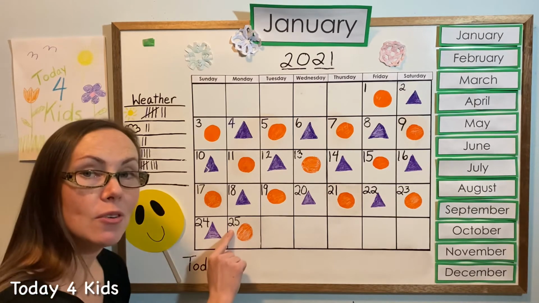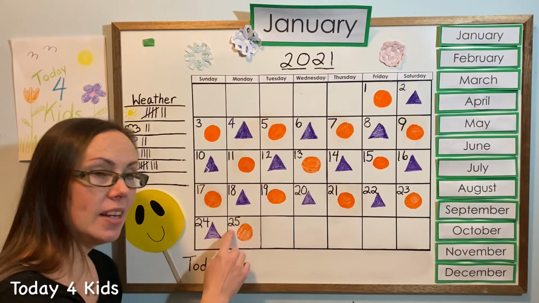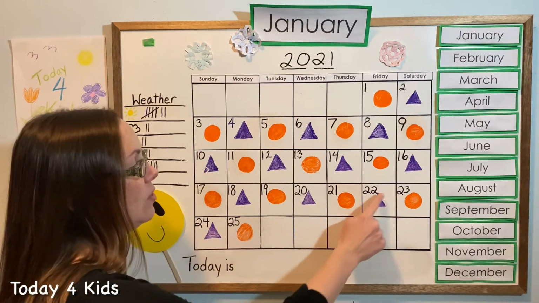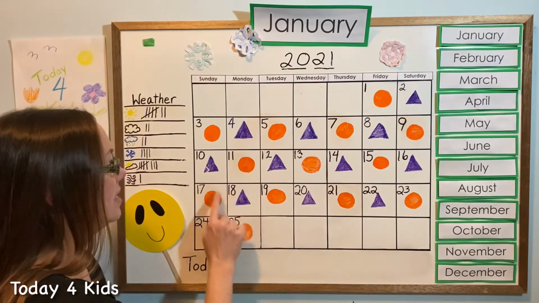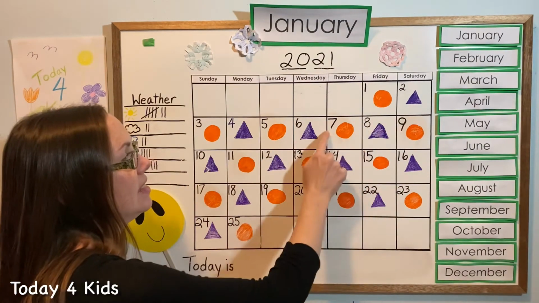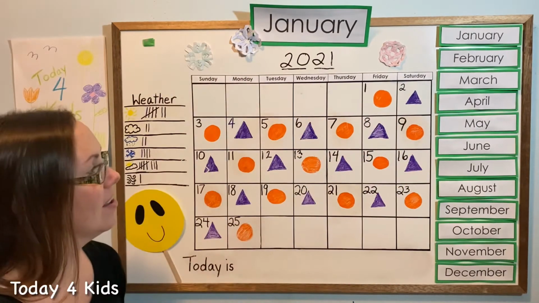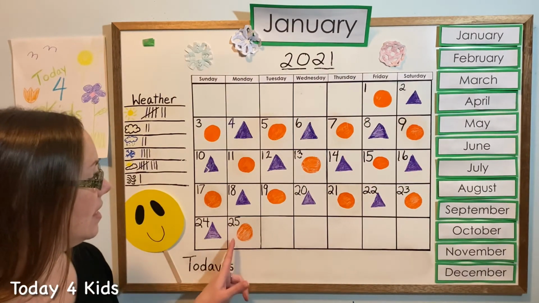Will you count backwards with me? It's okay if you don't know all your numbers yet. We'll practice together. Are you ready? 25, 24, 23, and so on down to 3, 2, 1, blast off! So today is the 25th.